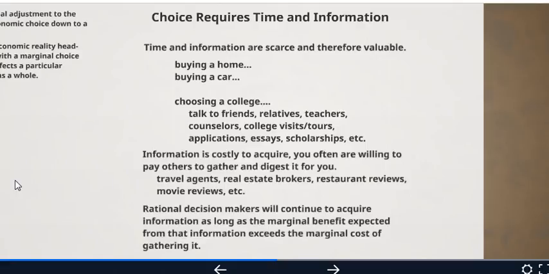If you have a special dinner that you want to plan, you're going to look up restaurant reviews. Going to the movies, movie reviews, etc. You're going to pay others to gather and digest information for you. So rational decision makers will continue to acquire information as long as the marginal benefit expected from the information exceeds the marginal cost of gathering it.